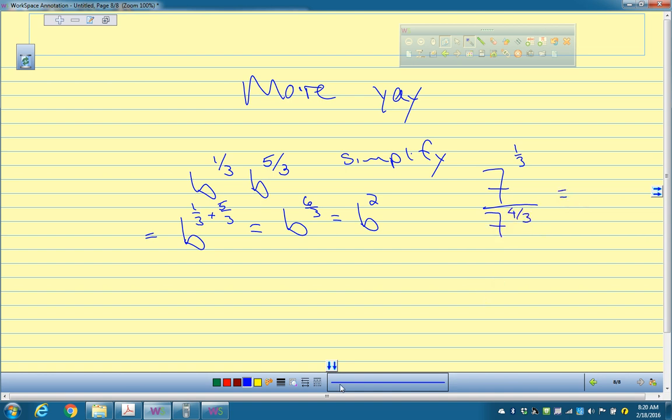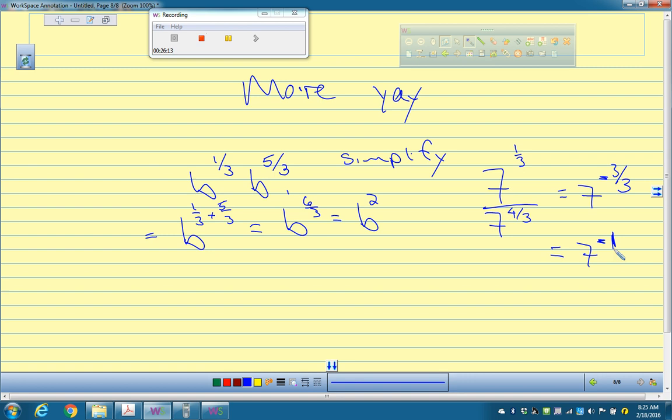What do I do with those exponents? Subtract, okay? So you guys see if you can rewrite that. For that one, you subtract the exponents. 1/3 minus 4/3 is equal to 7 to the negative 3/3, right? 1/3 minus 4/3 is negative 3/3. 3/3 is the same as 1, right? So 7 to the negative 1, which I can rewrite as 1 over 7 to the positive 1.